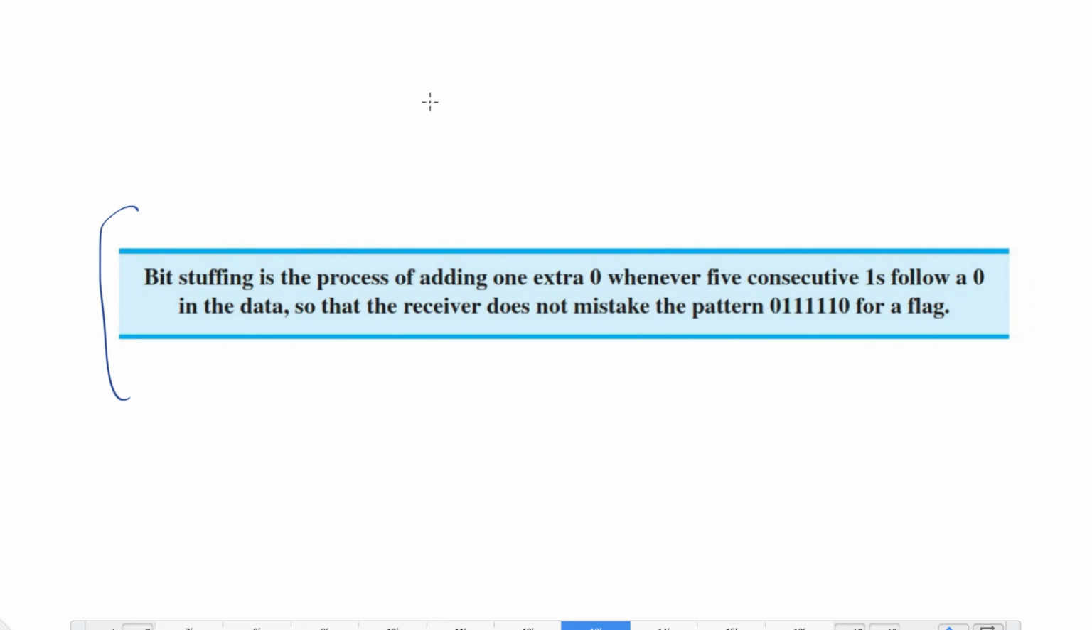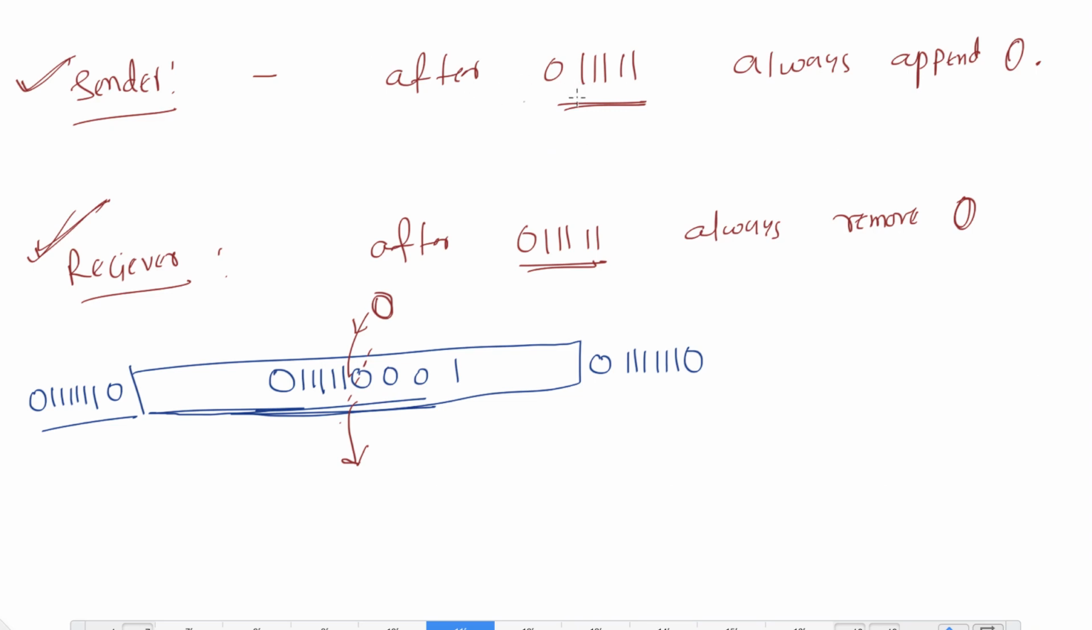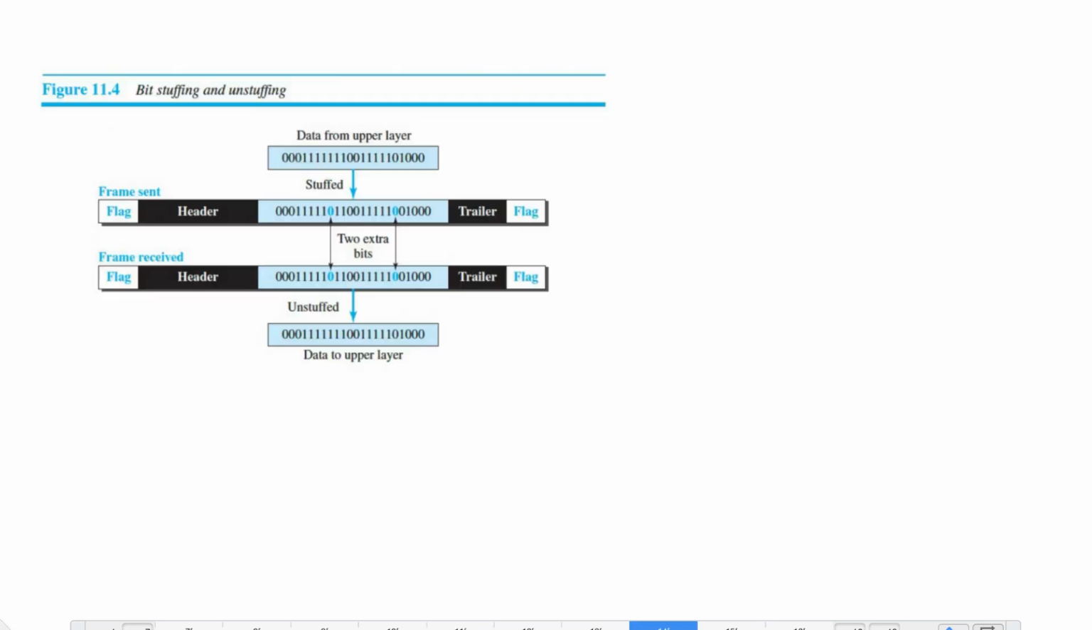So whenever this 0, 6 ones, 0 comes within the data, we are anyway appending 0 here. If this comes in the data, we break the pattern and append the 0. So at the sender side, this is the rule, which means we always append 0 after 5 ones. Here if you see, we do not have a flag in the data. Why? In this data we do not have 0, 6 ones, and then 0.